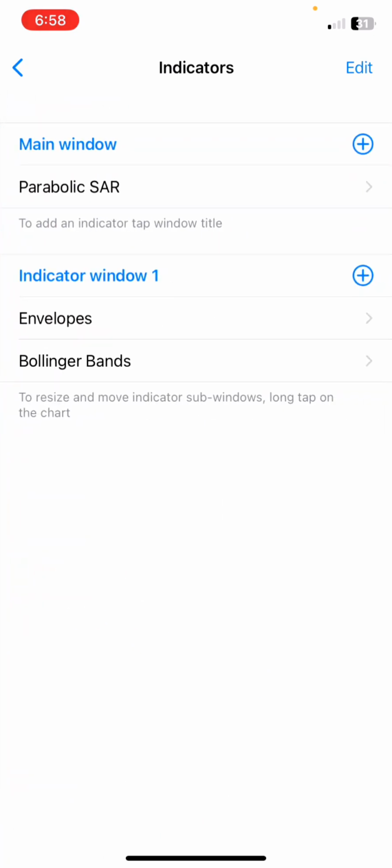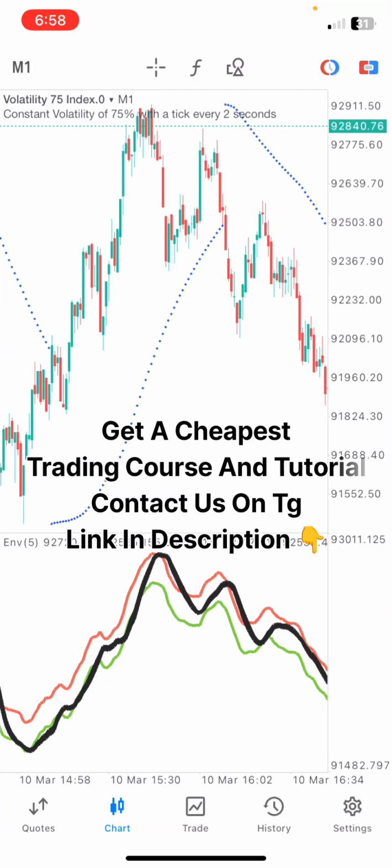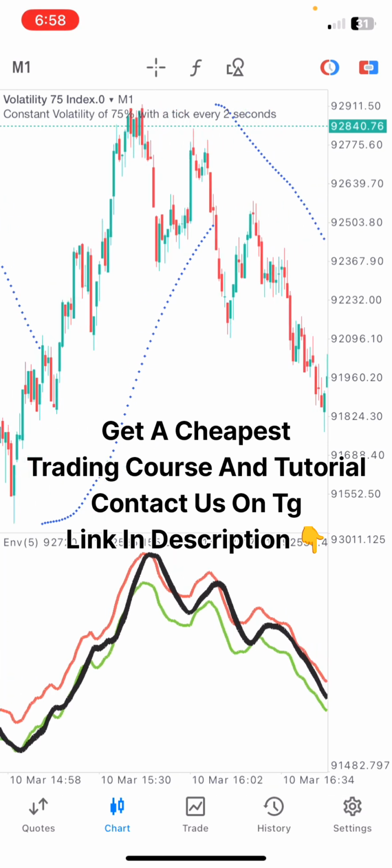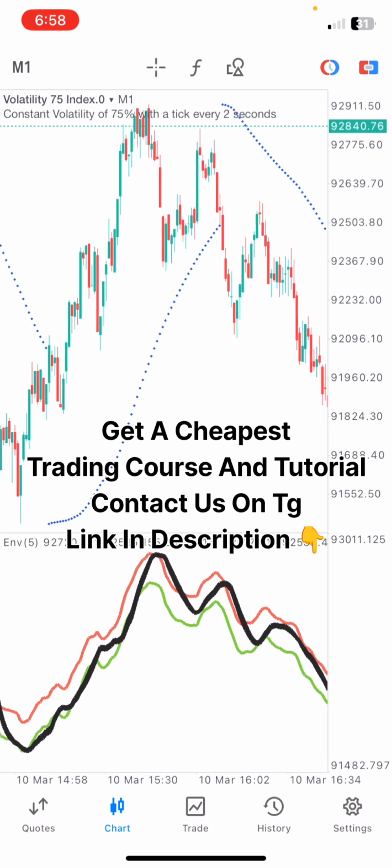Now, let me show you guys the indicators that we are going to need: the parabolic SAR, the envelope, and the Bollinger Bands. That's the indicators we are going to be using. Now, the parabolic SAR is the one that's going to give us the trend of the market, and the Bollinger Bands and the envelope are going to be our confirmation for entries. Now, you check the market trend with the Bollinger Bands.